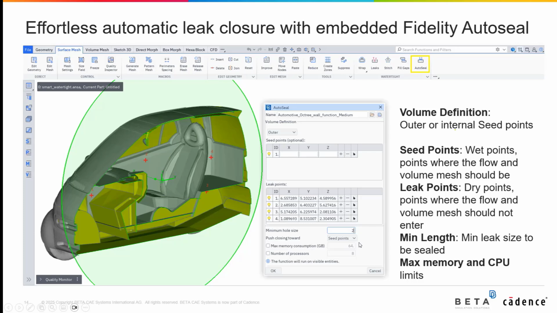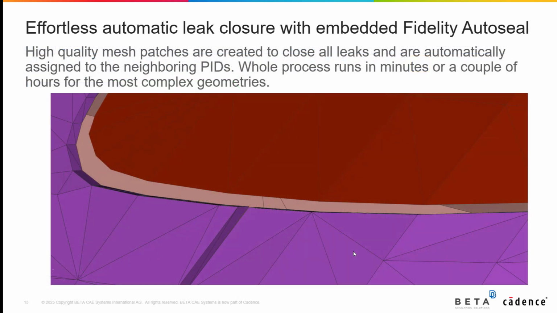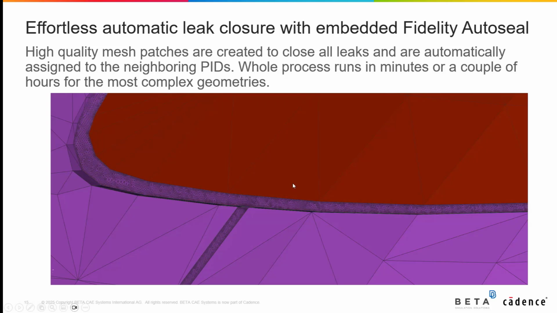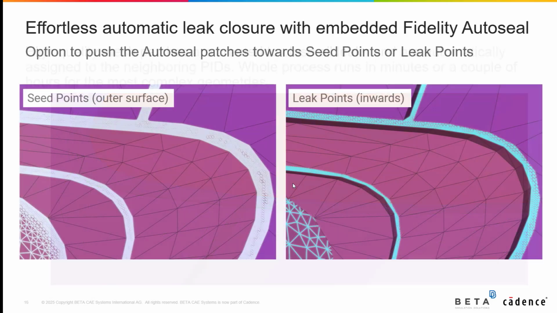It's always advised that you set the maximum number of cores and a RAM that you have available in order to get the fastest and highest quality result. Upon specifying these few parameters, AutoSeal will automatically create high-quality patches to close all leaks. These patches are automatically assigned to the neighboring PIDs. The whole process runs in a few minutes to a couple of hours, even for the most complex geometries. There is also an option to create these AutoSeal patches, either pushing them to the seed points towards the outer surface, or the leak points towards the interior as shown here.